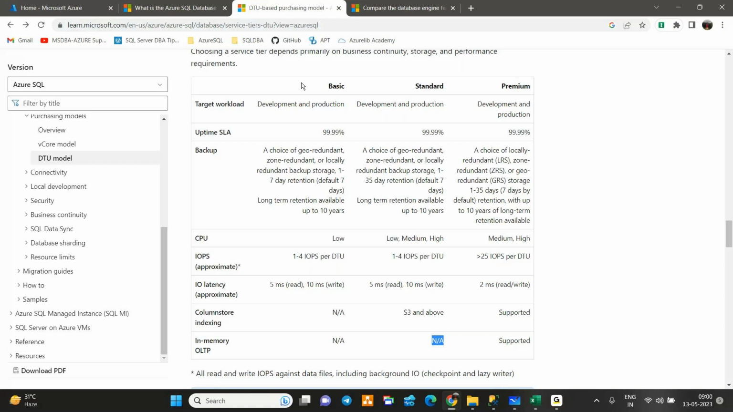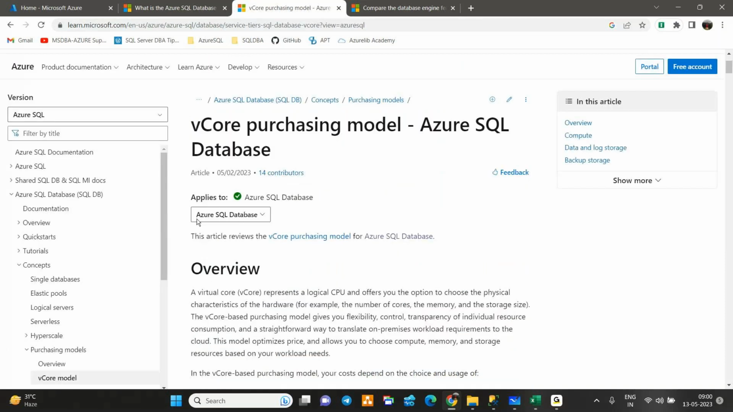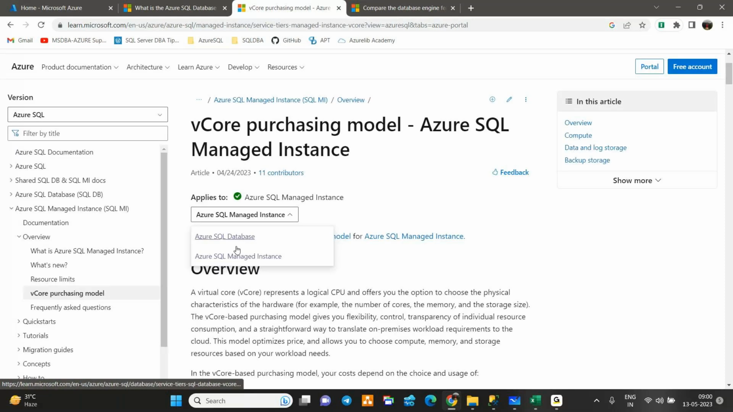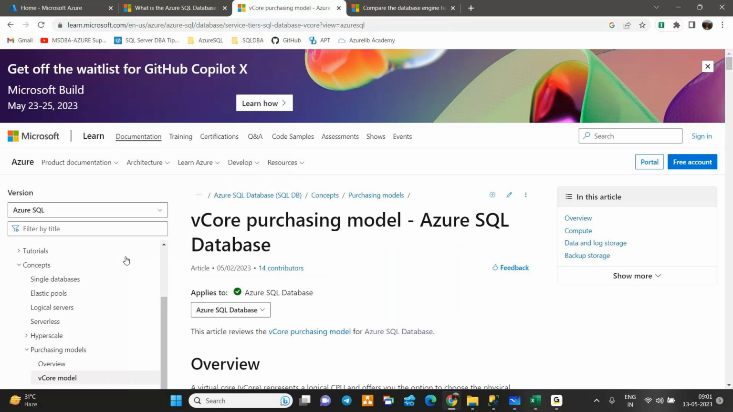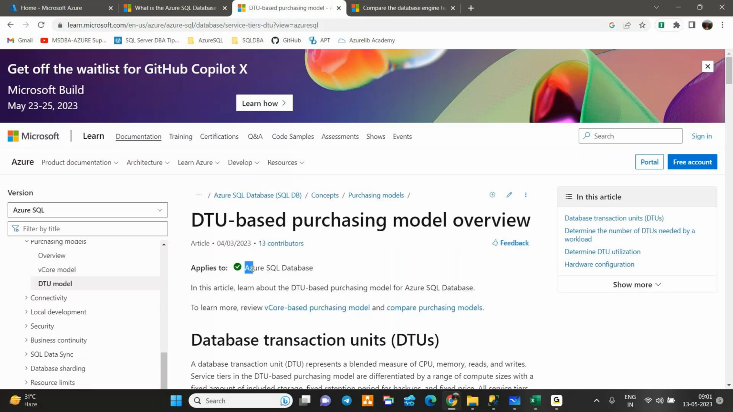Okay, if no questions, let's go for the vCore purchasing model. The vCore purchasing model is applicable to Azure SQL Database, and it is also applicable to Azure MI. DTU is only for Azure SQL Database, not for MI. MI has only the vCore purchasing model.